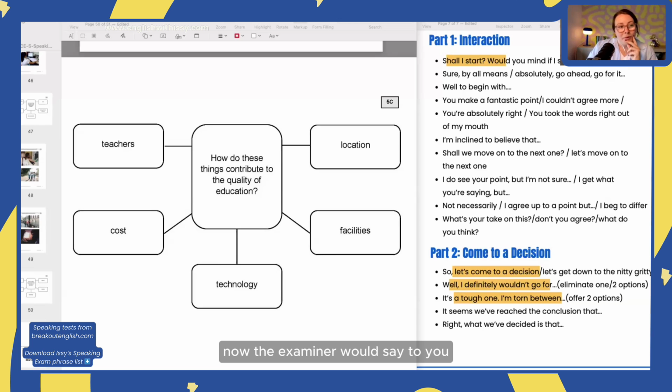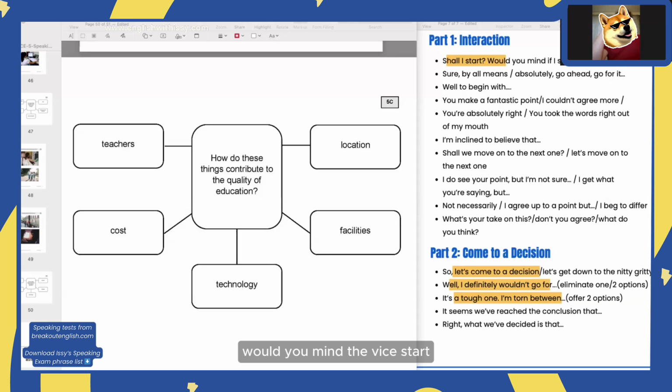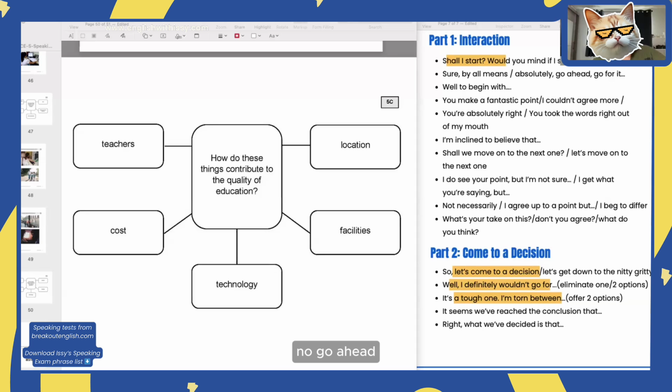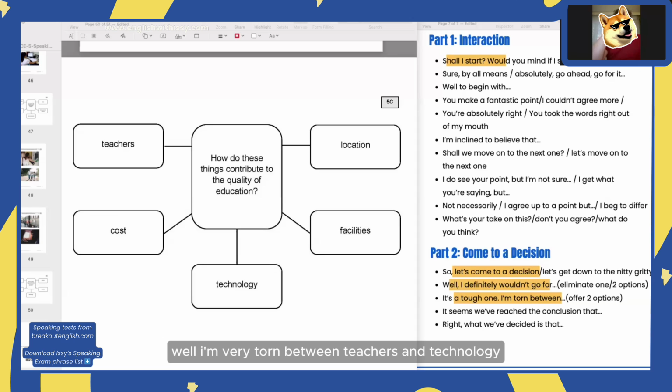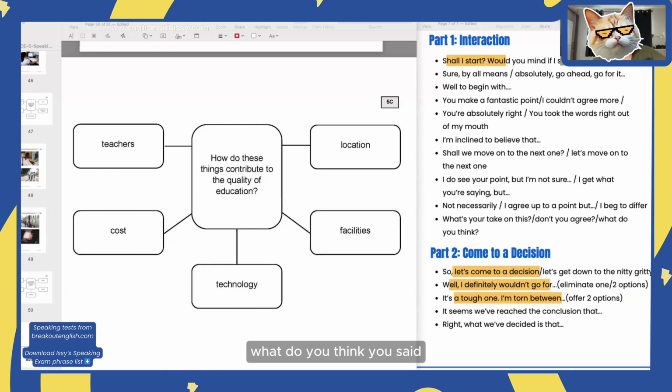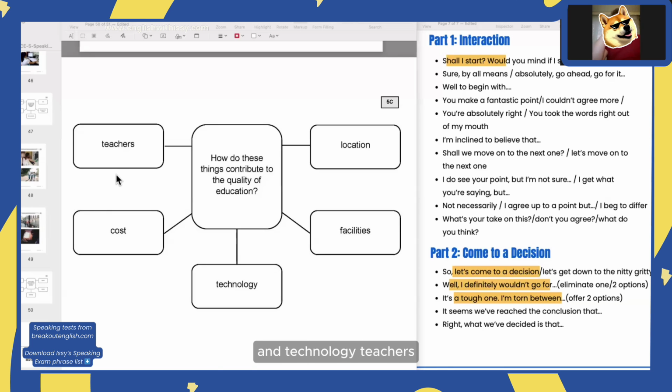Now the examiner would say to you, thank you. Now you have about a minute to decide which is the least important for high quality education. Would you mind if I start? No, go ahead. Well, I'm very torn between facilities and technology. What do you think? Sorry, could you please repeat your question? Did you say technology and facilities? Features and technology. Teachers?